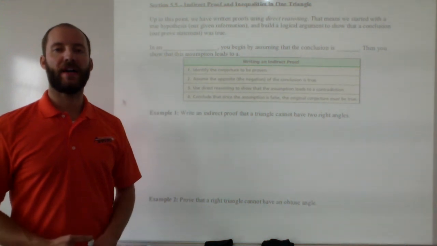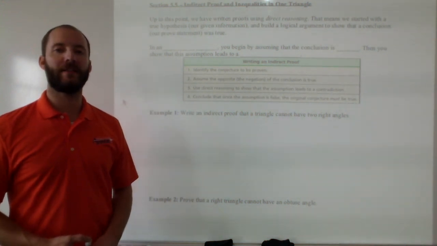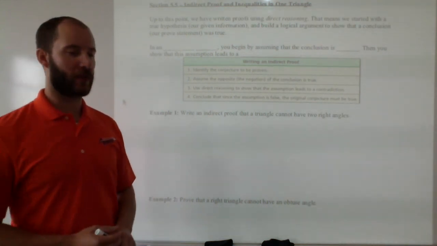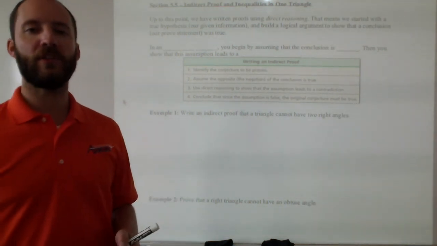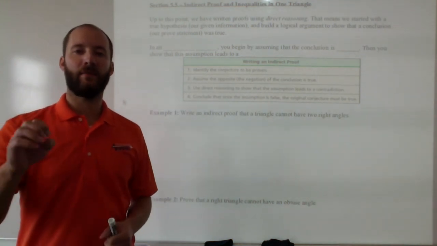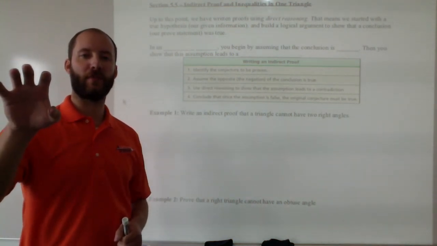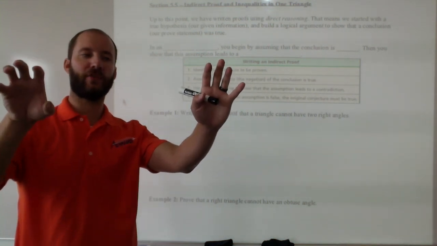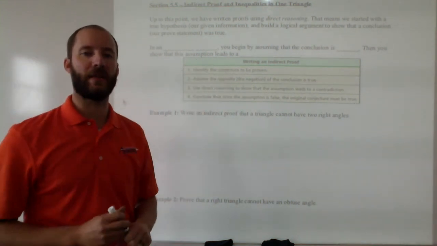Section 5.5, indirect proof and inequalities in one triangle. So we're starting with indirect proof, okay? Up until this point, we've been using direct reasoning. I mean, we have a given set of information, we have a proof statement, we're going to go directly using that information to get to our proof statement.